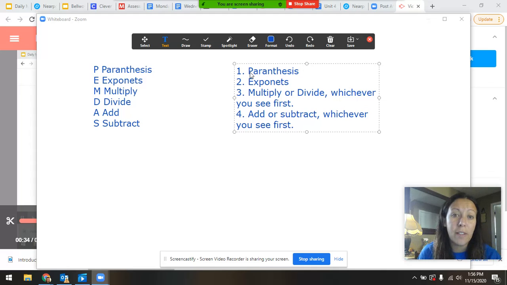So the reason that we like to go over PEMDAS is because PEMDAS makes everybody think that the first thing that you have to do is multiply, and then the next thing you have to do after that is divide. That's not the case. It's really just depending on which one you see first.